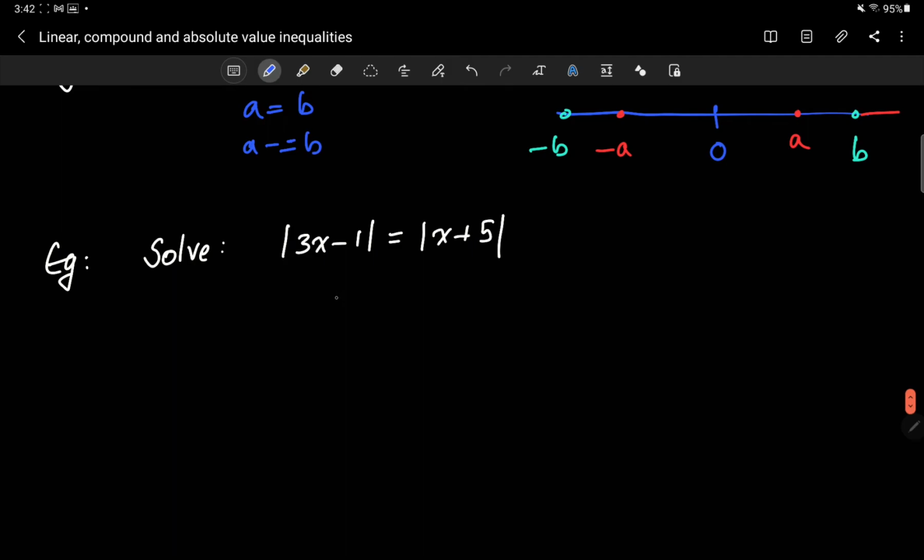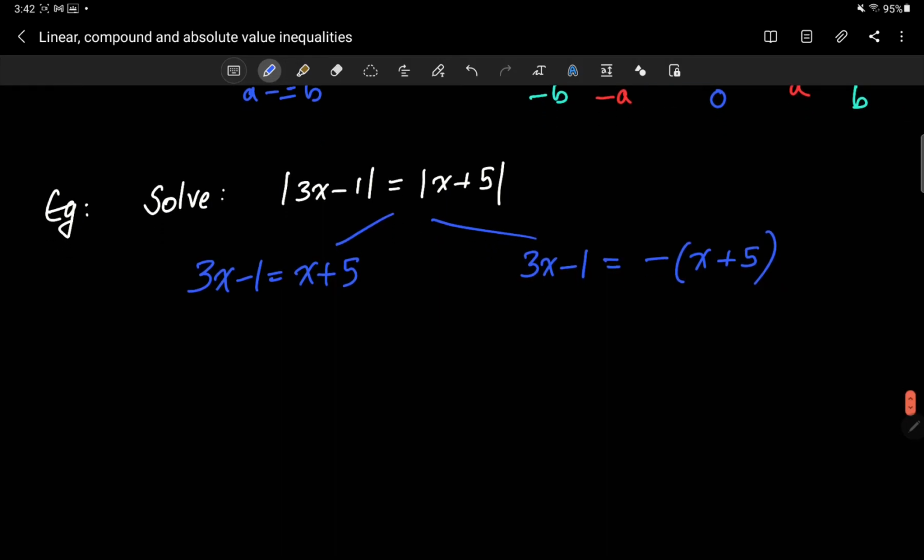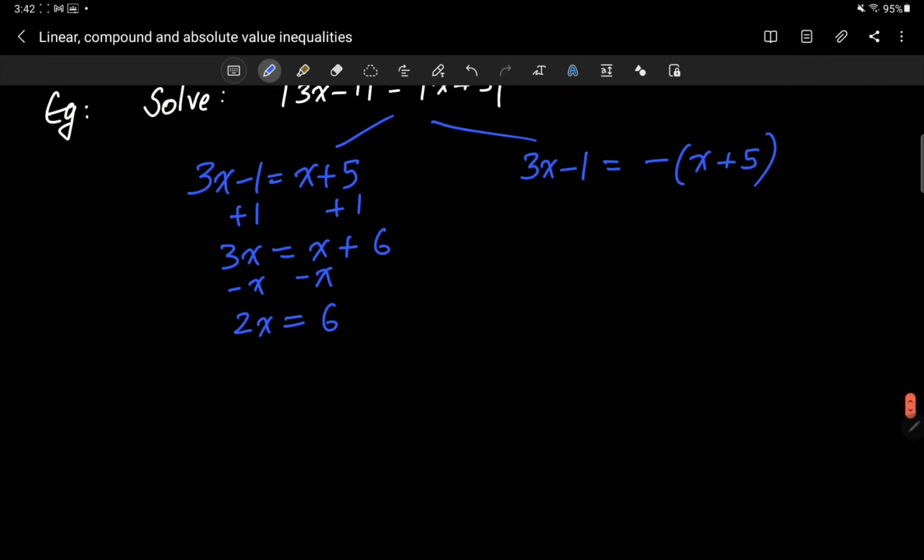So for example here, even if you have variables on both sides, it ends up becoming 3x minus 1 equals x plus 5 and 3x minus 1 equals negative. Just be careful that this negative is on all of x minus 5. Okay, so adding 1 gives me 3x is x plus 6, subtract x, 2x is 6, divide, x is 3. So that's one of my solutions.